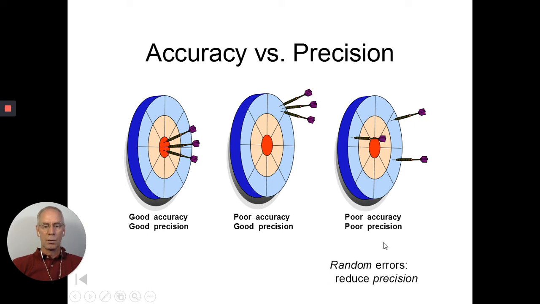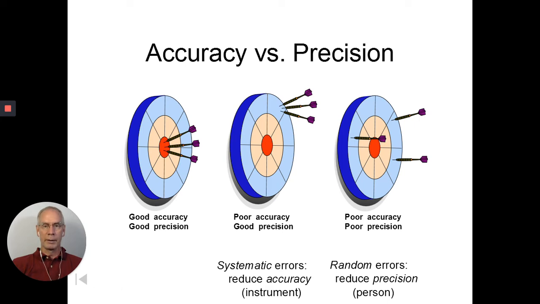So let's talk about random errors that reduce precision versus systematic errors that reduce accuracy. Random errors are the person that's throwing it, the person that's making the measurement. They're going to make random errors, right? The systematic errors that reduce accuracy can generally be corrected because these have to do with the instrument being calibrated properly.